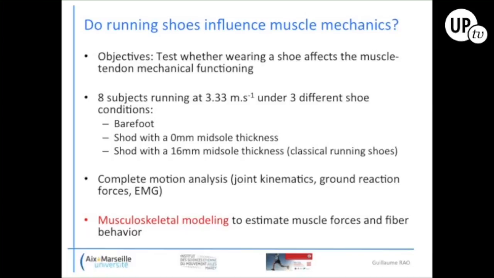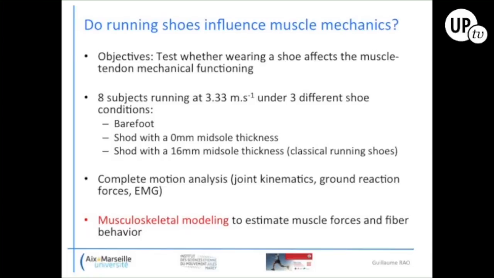Eight subjects ran at 3.3 meters per second under 3 different shoe conditions. The first one is the barefoot condition, so no shoe. The second one is a 0 millimeter midsole thickness, which is close to a minimalist shoe. And the last one is a 16 millimeter height of the midsole, which is close to a classical running shoe.